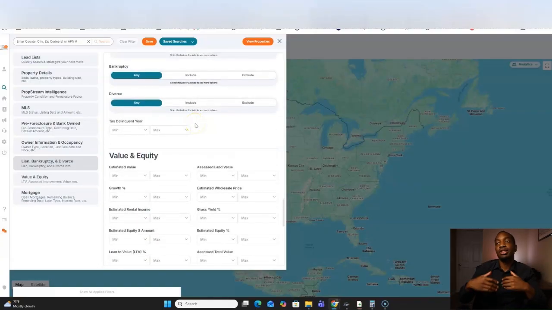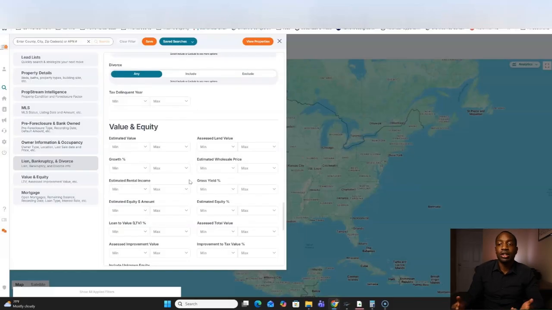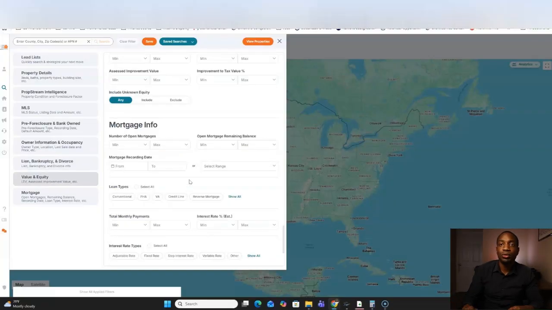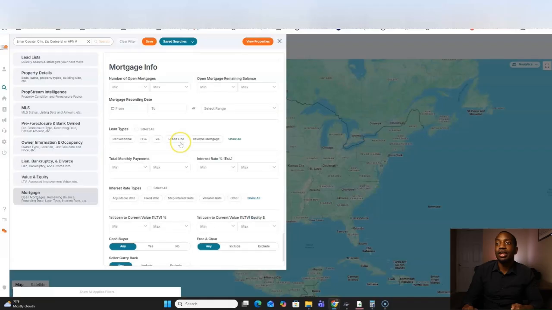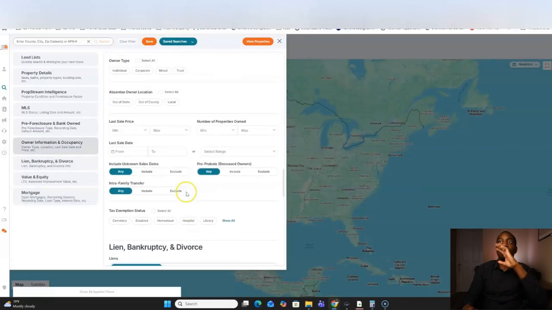But another thing is with PropStream, you don't always have to use it for wholesaling. If you're a real estate agent, you can target different sellers for different reasons. You may want to target newer properties. So you can say, hey, properties built between 2021 and 2026, because families are looking for new construction properties. And so different things like that, you can target it by mortgage types and everything. So that's just all the filters list.